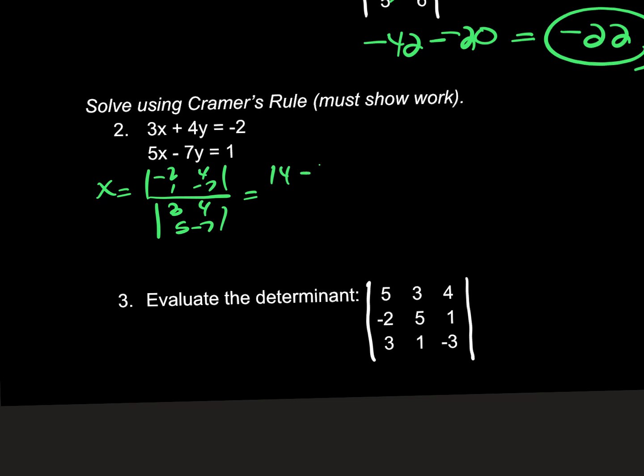On the numerator, we're getting 14 minus 4. By the denominator, we're getting negative 21 minus 20, which gives me 10 over negative 41. So there's my x. To find my y, the good thing about the y is I've already found the denominator.